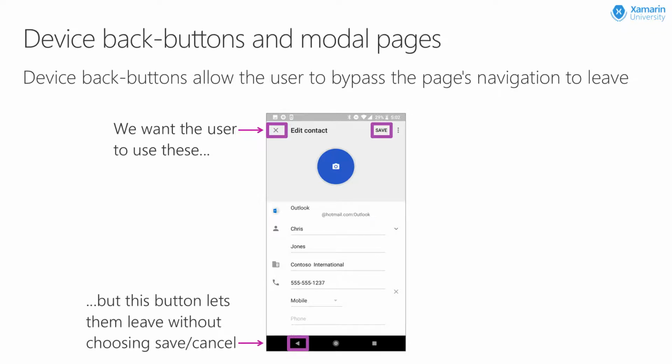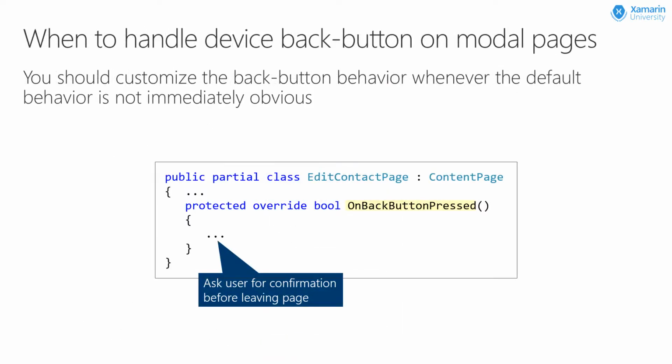However, we do need to consider devices with hardware or system provided back buttons. The system provided back button will still dismiss our modal page, and that can lead to challenges or potentially unexpected behavior if we as developers don't make it clear what happens when they press the back button. So we have the ability to override a page's OnBackButtonPressed method. This gives us an opportunity to do some additional work before the page is dismissed. Now it's up to you, the developer, to decide what should happen here.